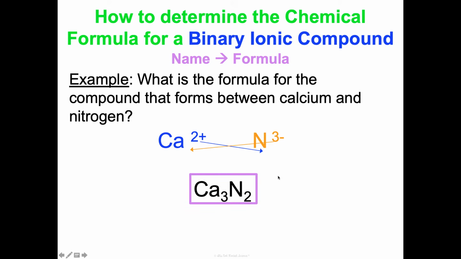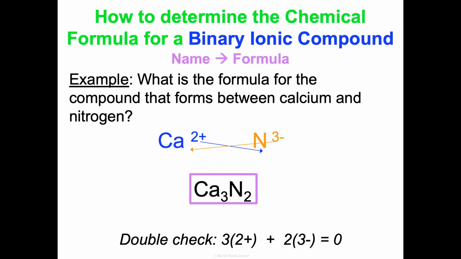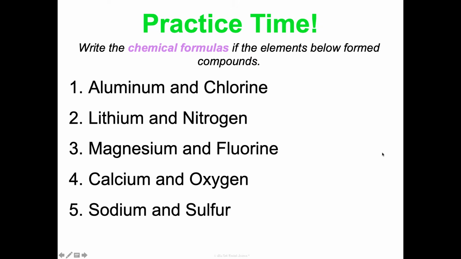And then lastly, you want to double check that rule of zero charge. So again, 3 calciums times 2 positive gives me 6 positive. 2 nitrogens times 3 minus gives me 6 negative. Well, 6 positive and 6 negative will give me 0 overall. Okay, so I want you to apply these steps and try them for these 5 problems, and then we will go over those in class.